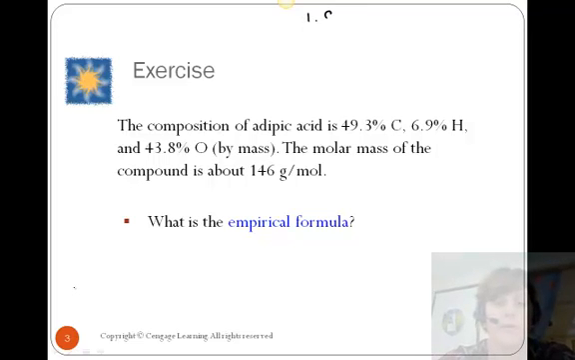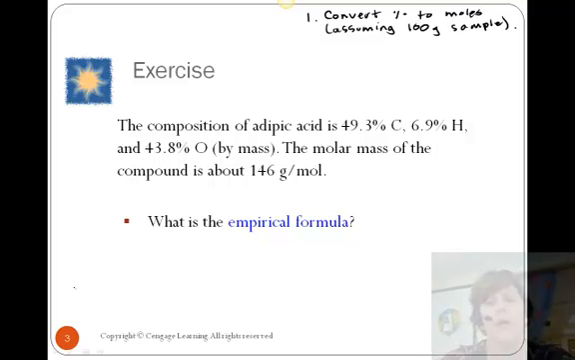So the first thing you want to do is to convert the percent to moles. And we are assuming a 100 gram sample. Why do we care? Of course, in any sample, you're going to have 49.3% carbon and 6.9% hydrogen and 43.8% oxygen. But in a 100 gram sample, that would mean you actually have 49.3 grams of carbon, 6.9 grams of hydrogen, and 43.8 grams of oxygen.